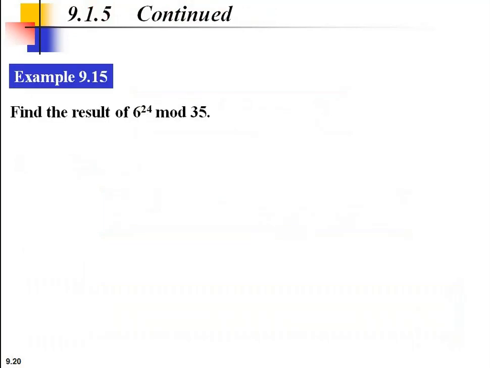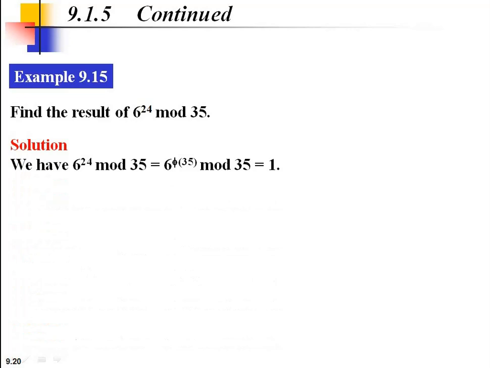So let us take a few examples of using this theorem. Suppose we want to find out the result of 6 to the power 24 mod 35. We can write this as 6 to the power phi(35) mod 35. Then it will satisfy Euler's theorem and the result will be 1.